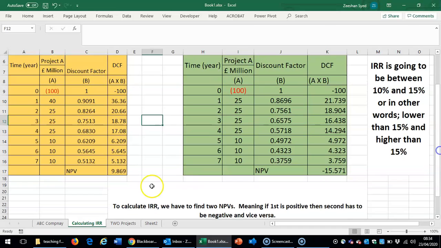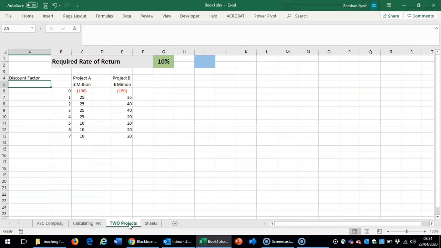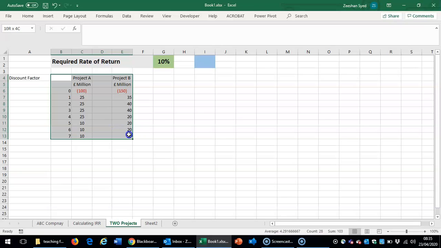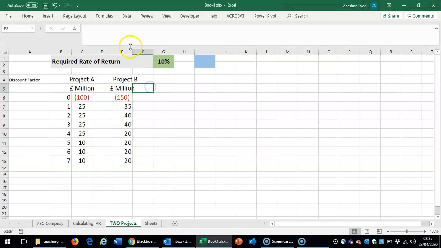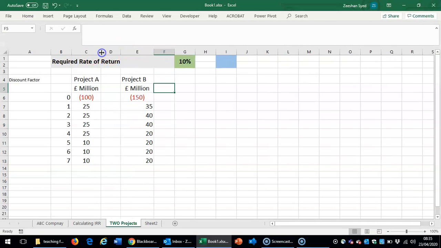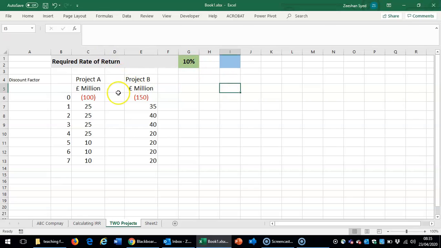Now this is one thing. Let's imagine we have two projects to compare, project A and project B. Here in this example, all you have to do is, these are two projects, same timeline. One project requires 100 million pound investment, the second project requires 150 million pound investment, and the required rate of return is 10%.